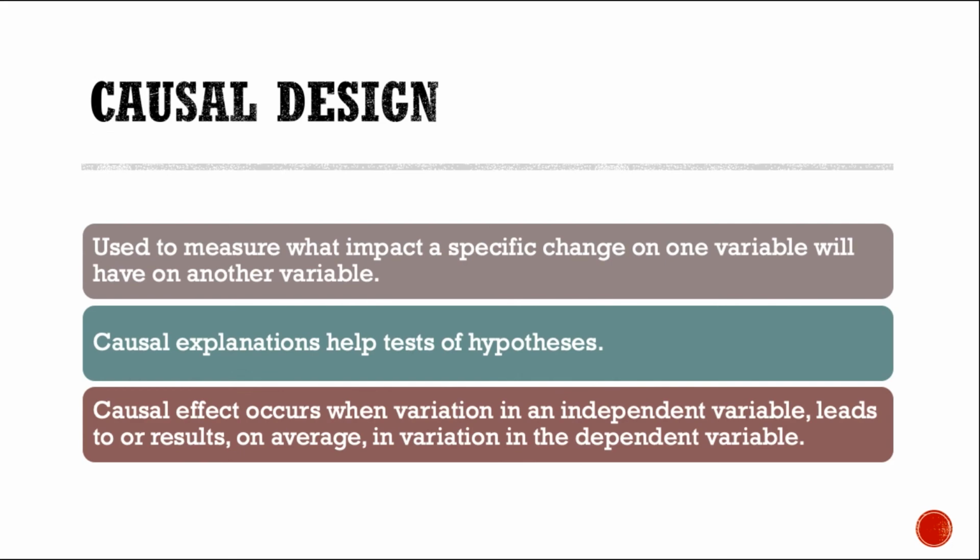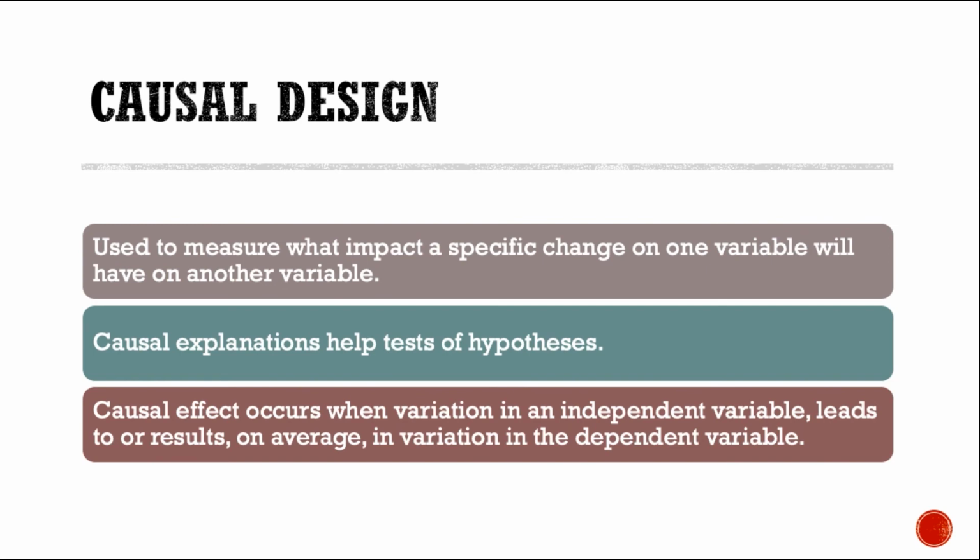Then we come to the most important one, or the most widely used, which is causal design. It is used to measure what impact a specific change in one variable will have on another variable. So if there are changes in variable A, what impact does it lead to in variable B? So causal explanation helps test the hypothesis, and this type of research usually helps us to test the hypothesis, to find relationship between variables, to find which variable affects another.